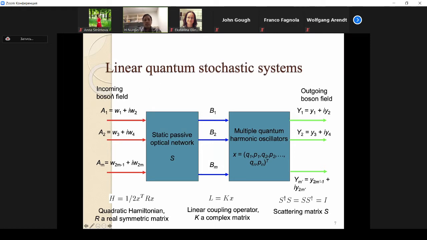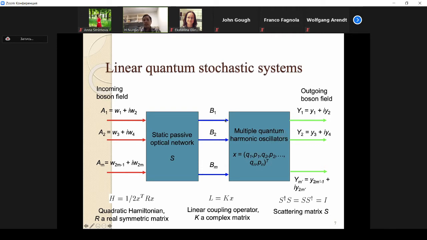So in a linear quantum stochastic system, you have these M boson fields coming in. They can interact through a passive static network, which is denoted by S. This is nothing more than just a complex unitary matrix. After passing through the static network, you get as the output of the network, again, some boson fields as transformed versions of the input fields. And these output boson fields from this optical network can go on to interact with multiple harmonic oscillators. Here, this vector X consists of the position and momentum operators of your oscillators. So for example, Q_1, P_1, the position and momentum operators of the first oscillator.